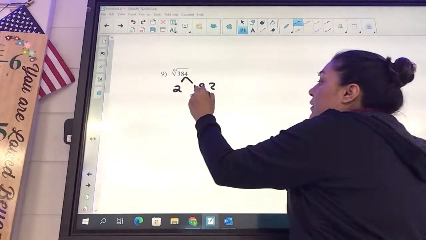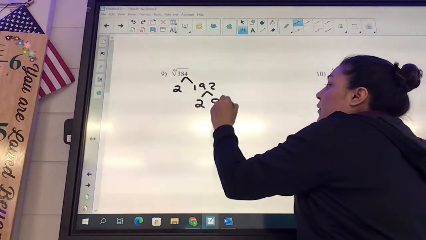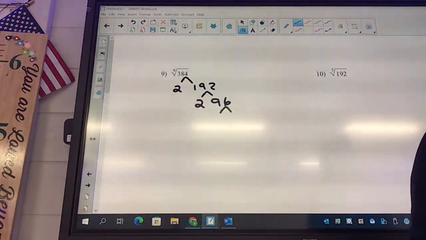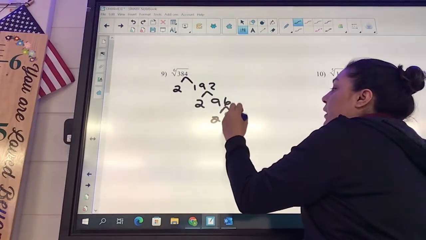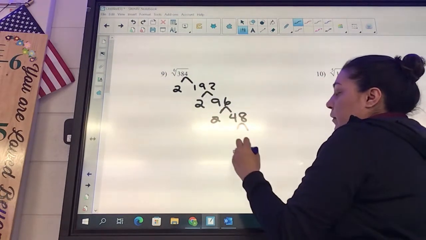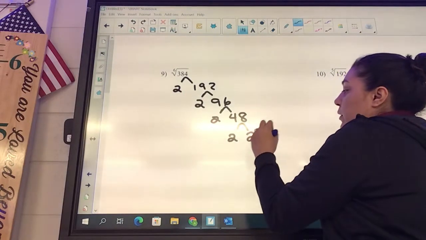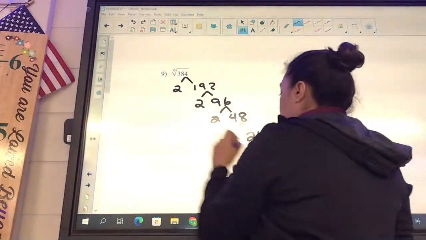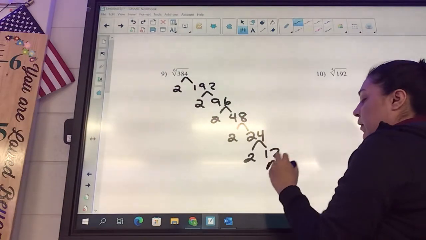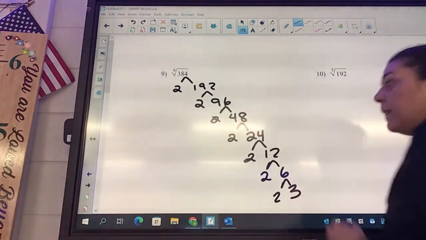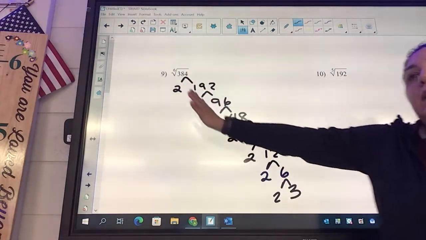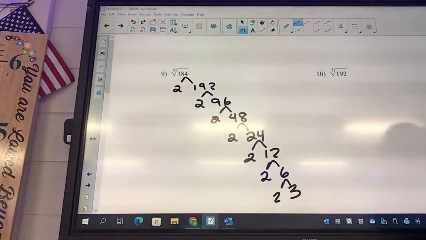2 and 96? 2 and 48. 2 and 24. 2 and 12. 2 and 6. 2 and 3. Okay, see how these are all going kind of like down? This is why we check 2s first.